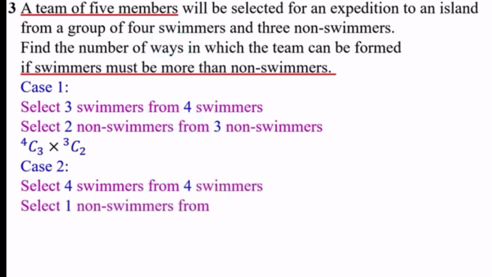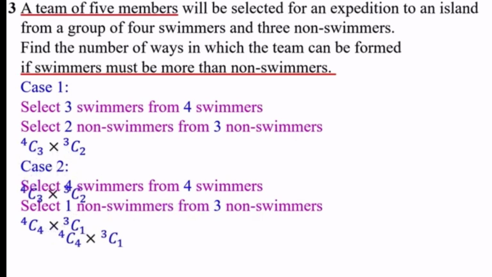After we choose all the 4 swimmers, we can actually choose 1 non-swimmer because we need to make sure the team has 5 members. So 4C4 times 3C1. That is another possible combination that we can form, whereby the swimmers are more than non-swimmers.